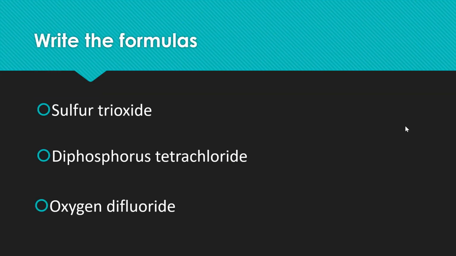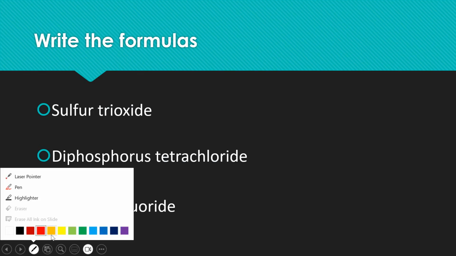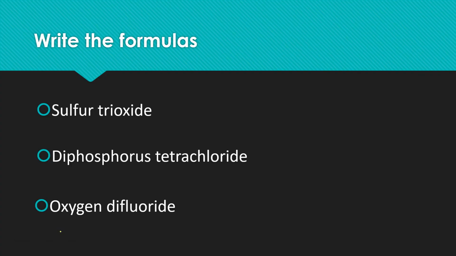What about writing formulas? Again, simple. If I had to write the formula for sulfur trioxide, I would look at it very straightforwardly as saying I have sulfur, S. I don't have a number, so I have one of them. I have oxide, that's oxygen. And how many oxygens do I have? I have 3. There's your formula for sulfur trioxide. Super simple.